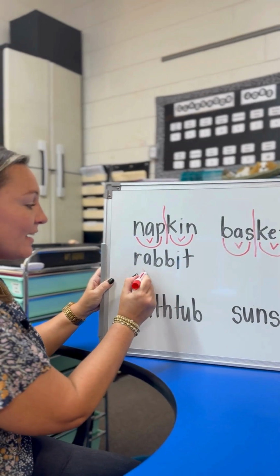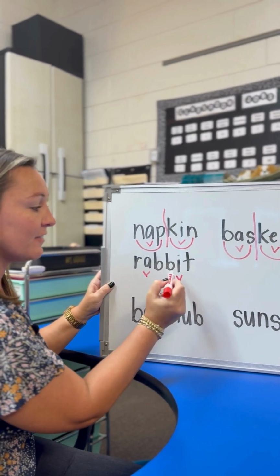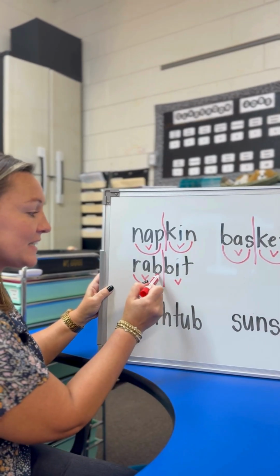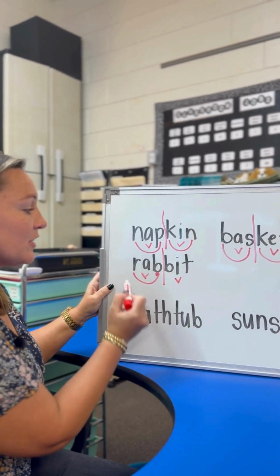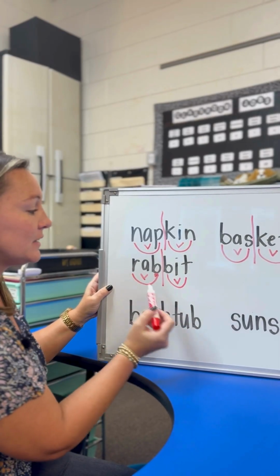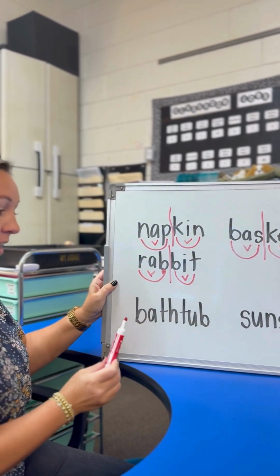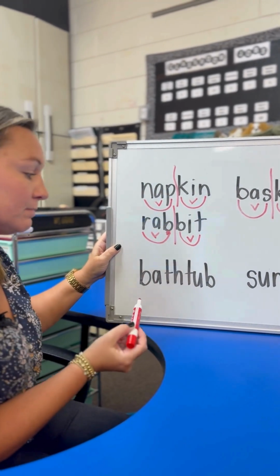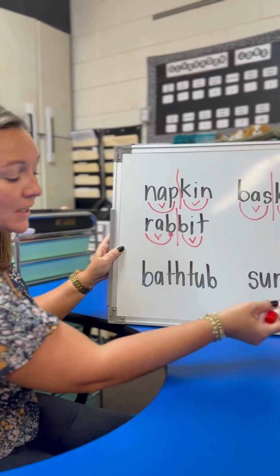Same thing here with rabbit. I found the first vowel. I found the second vowel. Break between the two consonants. Closed syllable. Short. It ends in this consonant. Sorry. Short vowel sound. Rab, bit. Put it together. Rabbit. Sometimes you will come across a compound word like bathtub or sunset.